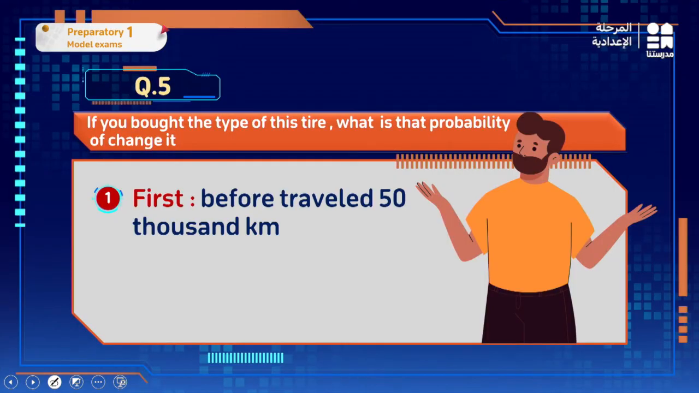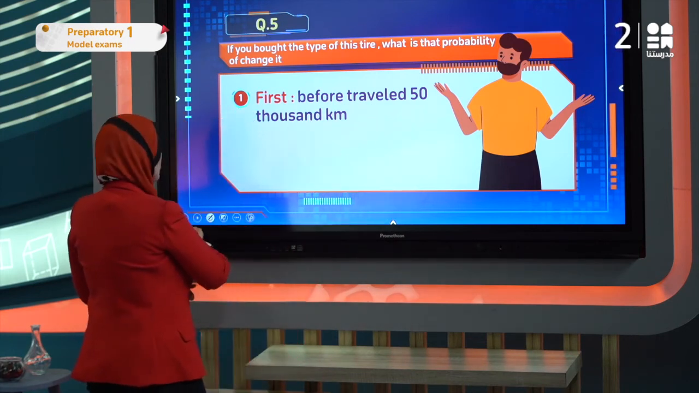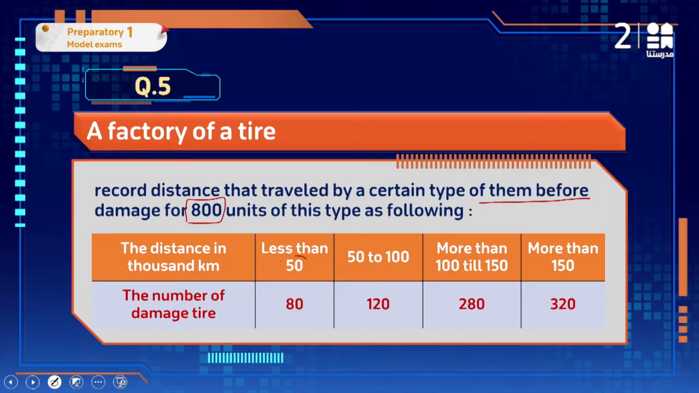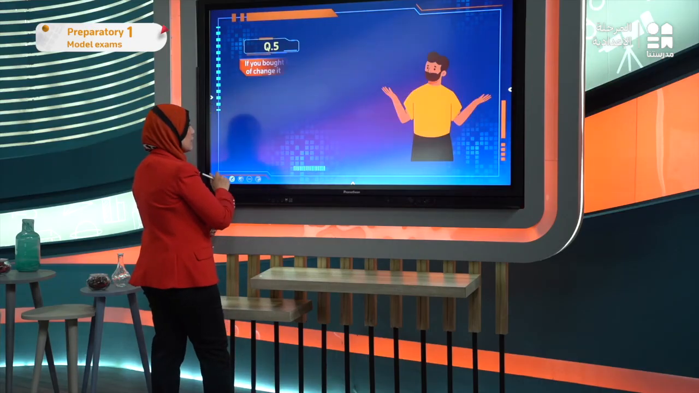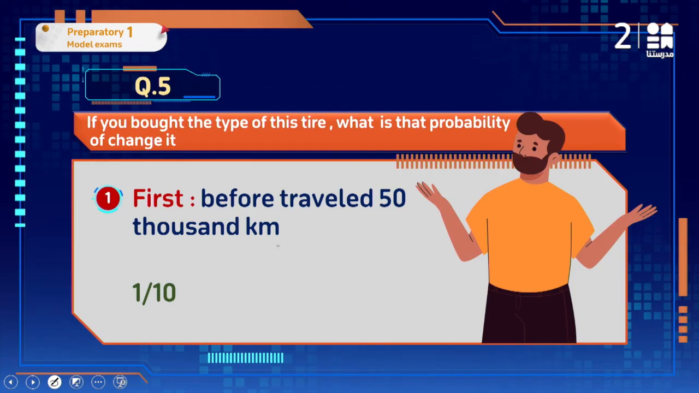The first requirement: if you bought a tire of this type, what is the probability of changing it before traveling 50,000 kilometers? Before 50,000 kilometers means less than 50, which is 80. And I have to divide it by 800, the sum. So the answer will be 80 over 800, which is 1 over 10.